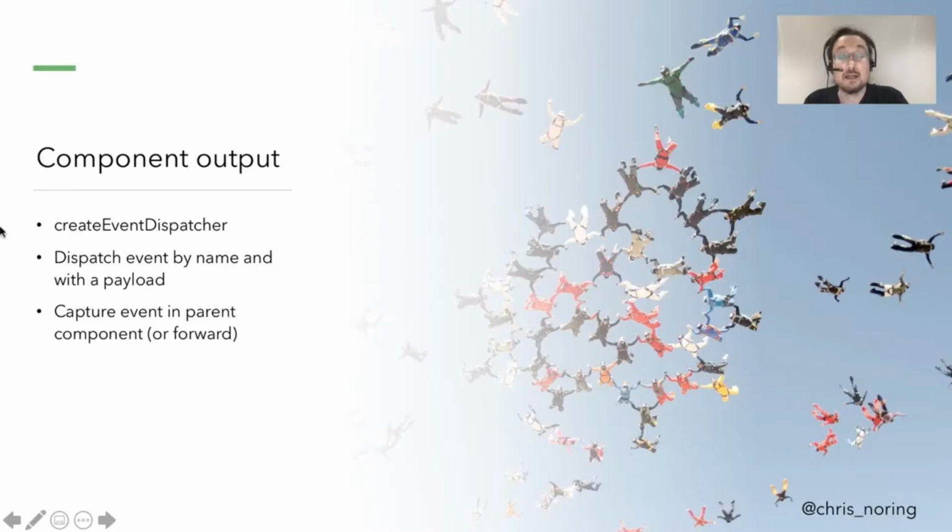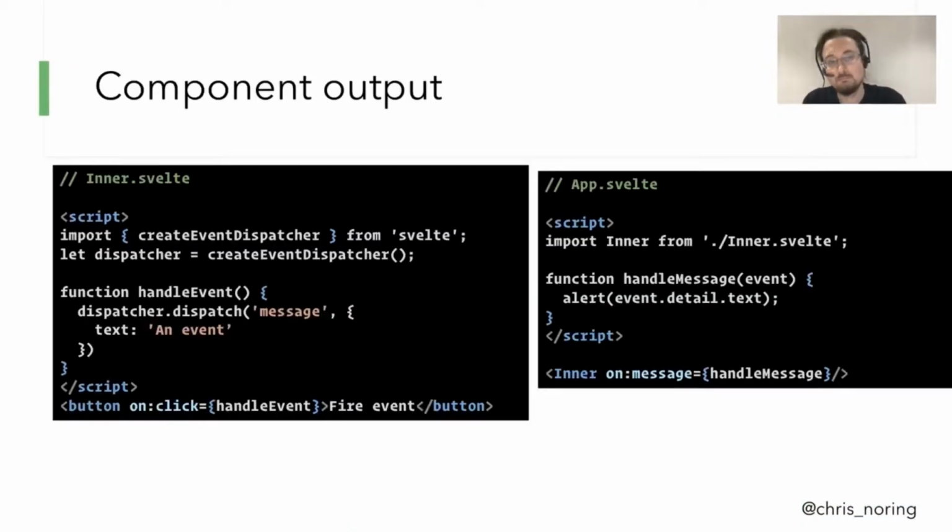Amazing. Let's talk about component output. What we need to remember when it comes to the output is that we do this in steps. So first off, we create a dispatcher using this helper method, createEventDispatcher. Then we dispatch the event, we raise the event by giving it a name and an optional payload. And lastly, we try to capture this event in a parent component, or the parent component just leaves that to its parent, which is called forwarding.